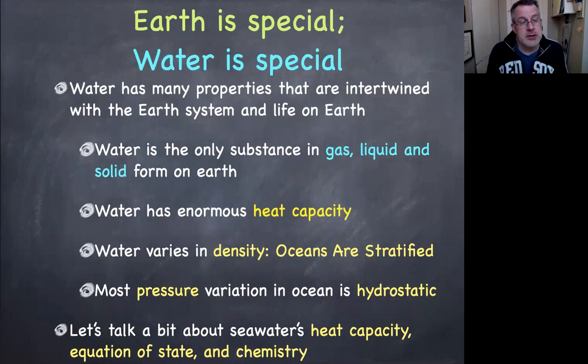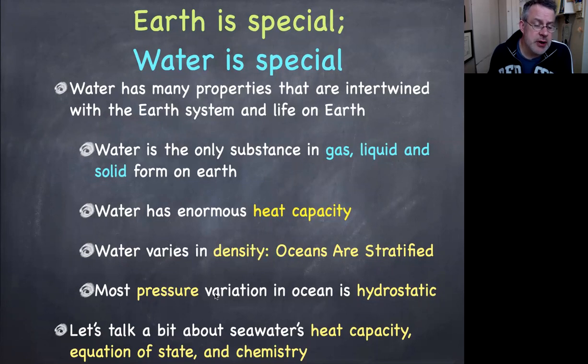Okay, so to stay on this broad theme of things that are interesting, Earth is special in part because water is special. So water, the chemical water, has many properties that are intertwined with the Earth system and life on Earth. It's the only substance on Earth that's in gas, liquid, and solid form. It has an enormous heat capacity. Heat capacity is the amount of energy stored per unit temperature change. We'll come to that in a second. Water varies in density. The oceans are stratified in density, so less dense water at the top, more dense water at the bottom.